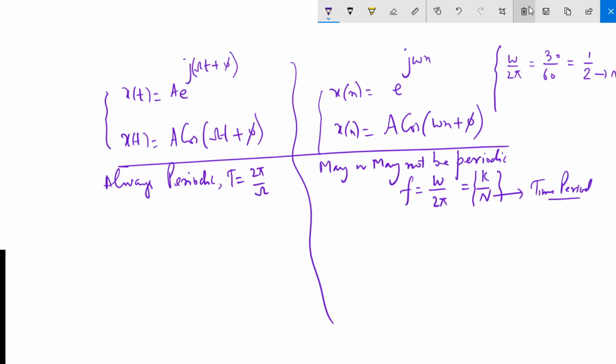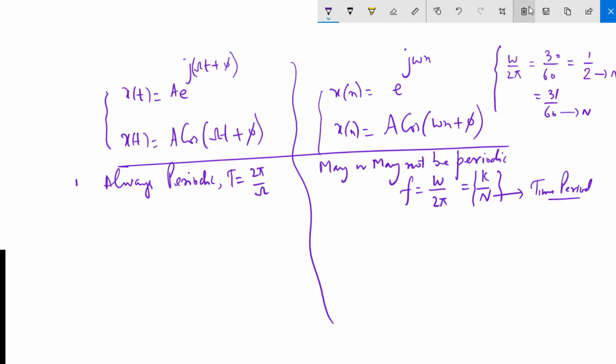And if you take 31 by 60, in this case 60 is your time period. One more difference you can see: 30 by 60 and 31 by 60, as numbers, have not too much difference, but you can see a large difference in their time periods. One has a time period of 2, another has a time period of 60 samples. A small difference in the frequency can cause a large difference in the time periods in discrete signals.